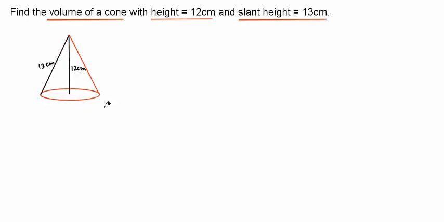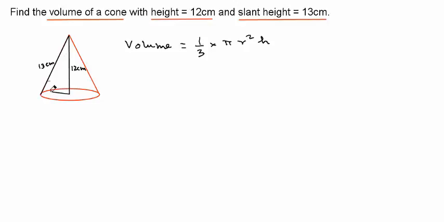Now if you think about the formula for the volume of a cone, volume is equal to 1/3 times pi r squared h, where r is the radius of the circular base, and we do not know what the radius is. It's not given. We do not need the slant height in the volume calculation, but that has been given. So what do we do?